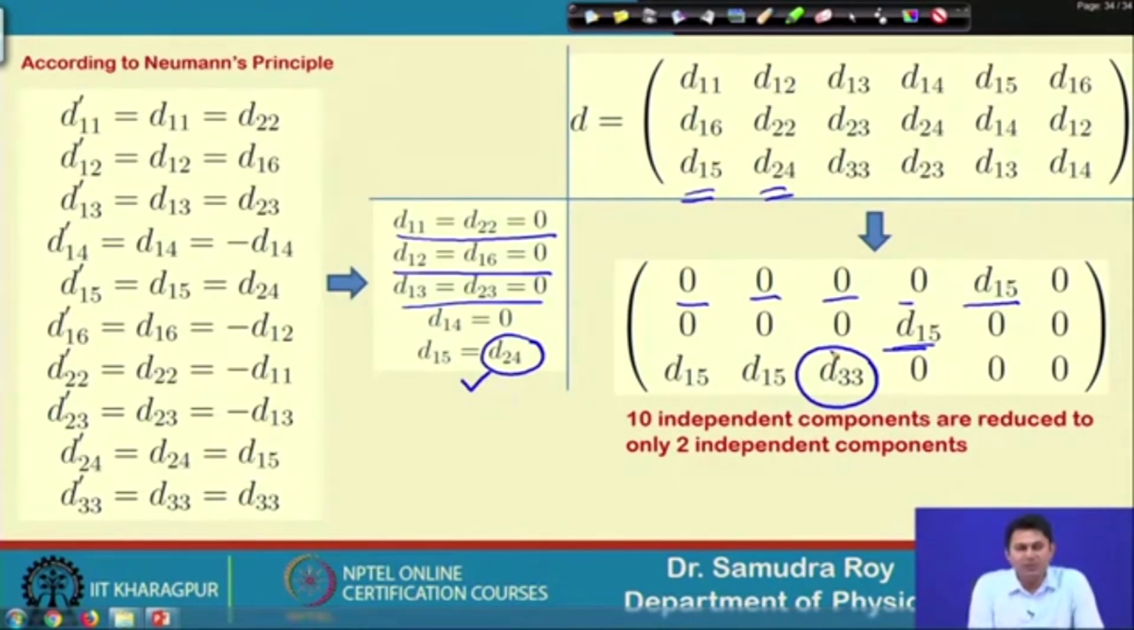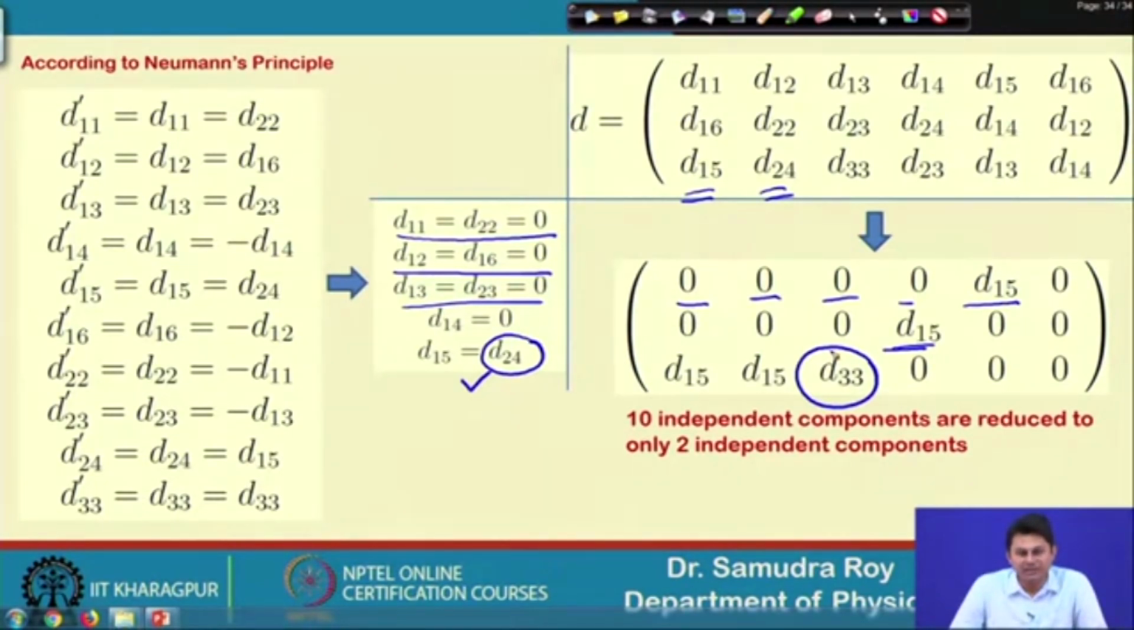So eventually, how many independent coefficients are there in the D matrix? We started with 27, then reduced it to 18, then we reduced it to 10, and now after applying Neumann's principle we reduce it to 2.